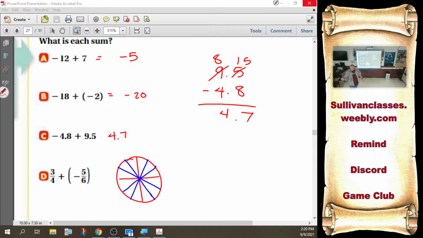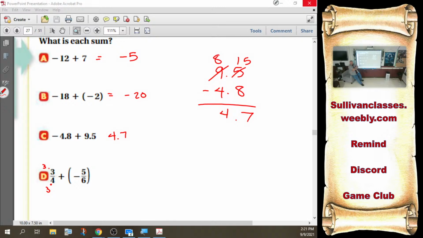Vocabulary. Where's my vocabulary at? Greatest common denominator. Ooh, close. Not greatest. Least common denominator. I can't have fourths and sixths. I need both in twelfths. How do I turn a 4 into a 12? You remember this? Times 3, times 3.